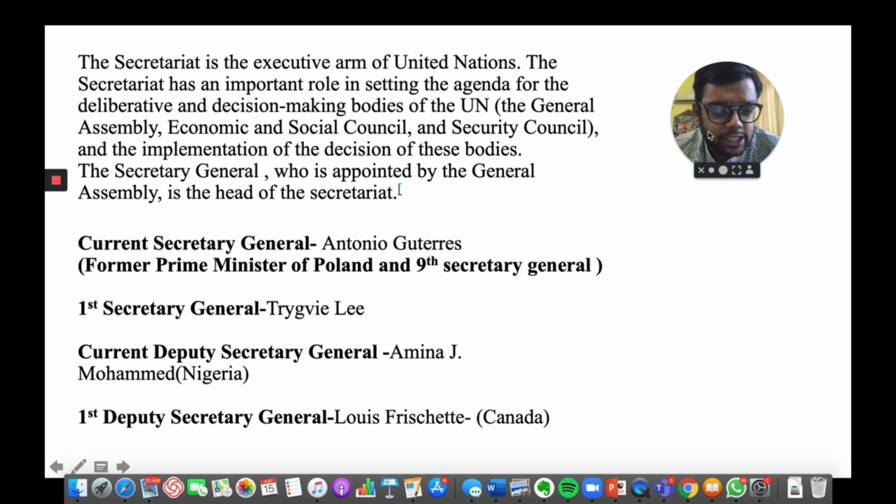Now, the Secretary General is appointed by the General Assembly, is the head of the Secretariat, and is also considered the head of the United Nations organization. The current Secretary General is Antonio Guterres, and he is the only Secretary General who was a former head of government of Portugal, that is, he was the Prime Minister, and is currently the 9th Secretary General. The first Secretary General was Trygve Lie. The current Deputy Secretary General is Amina J. Mohammed from Nigeria, and the first Deputy Secretary General was Louise Fréchette from Canada.